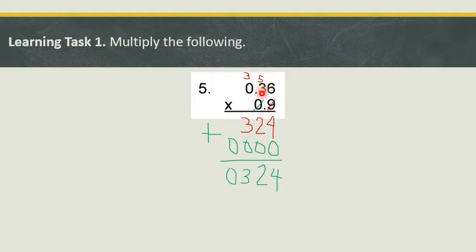Okay? Then, count natin kung ilang decimal places. So, 1, 2, 3. 1, 2, 3. So, dito tayo maglalagay ng decimal point.